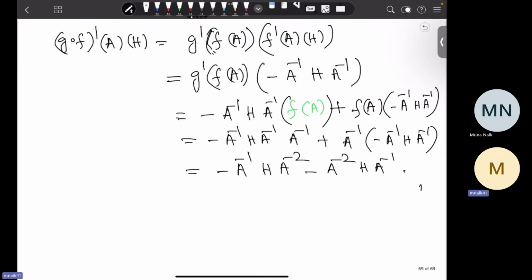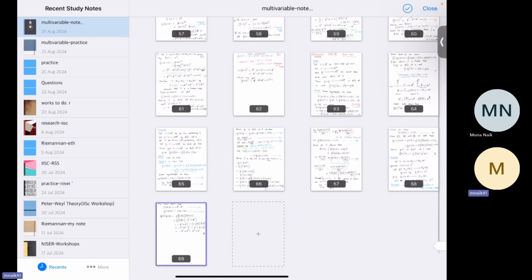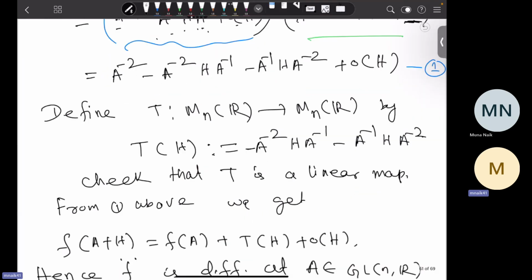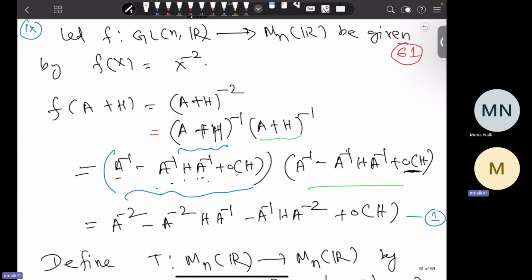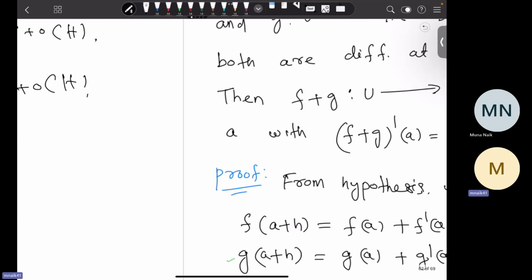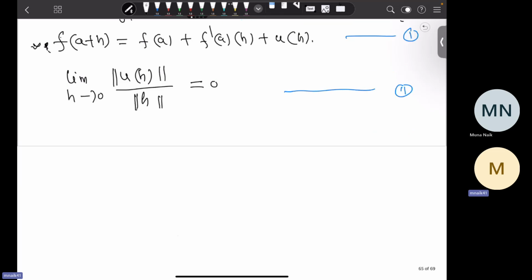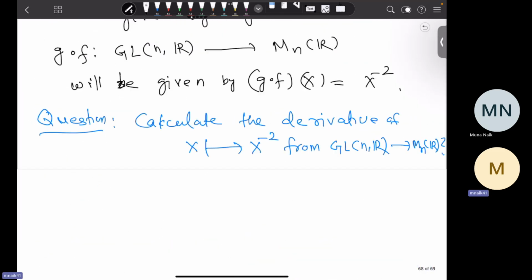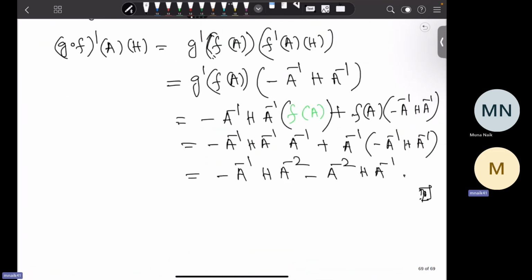We have also seen in the previous class that this is indeed the derivative of the map f of x equal to x to the power minus 2, given by this thing. So this is the same map I am getting, in a different way.